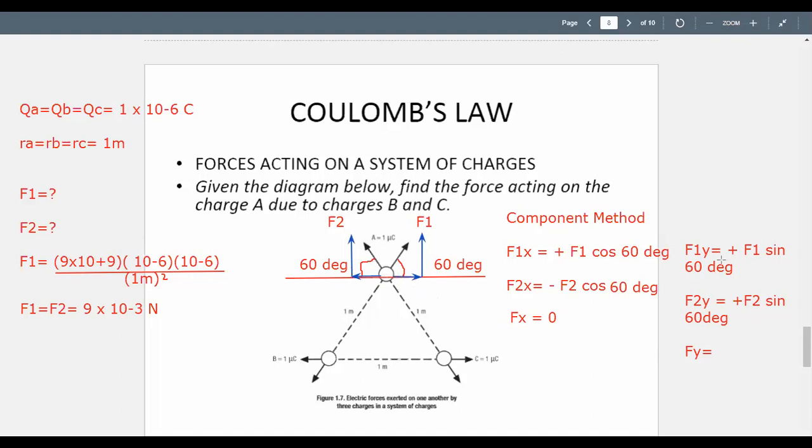Okay, so we combine together all the y values and all the x values. Sige, how much is our Fy? Can somebody calculate for me? F1 is again 9 times 10 to the minus 3. F2 is also equal in value. Can someone please multiply? So F1 and F2 are the same in magnitude. Okay, Fy is how much?